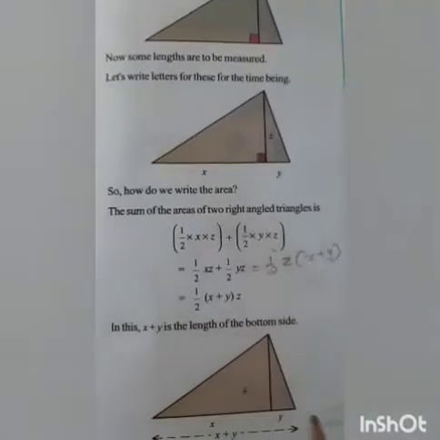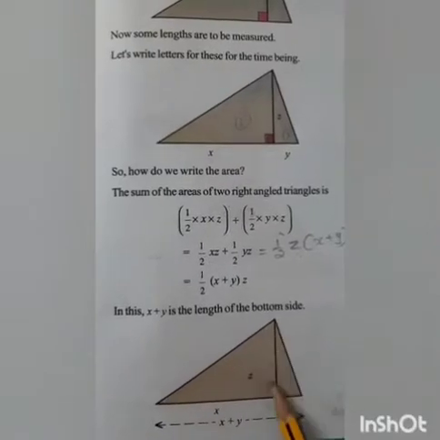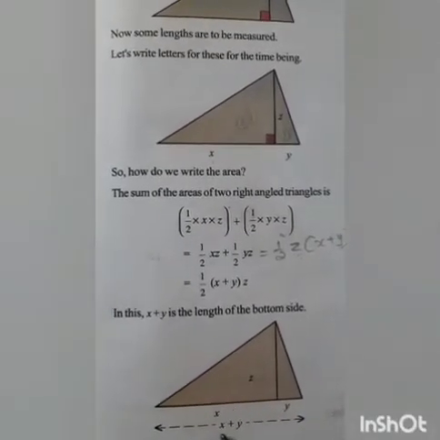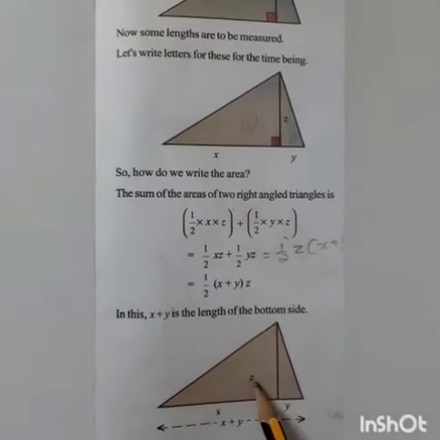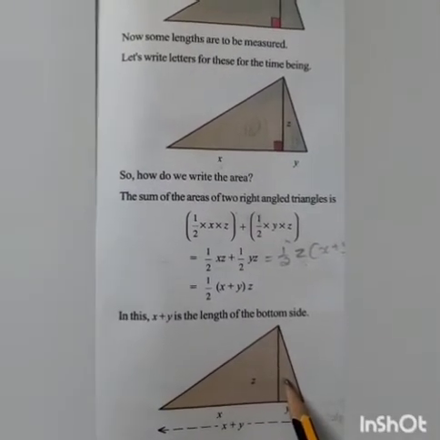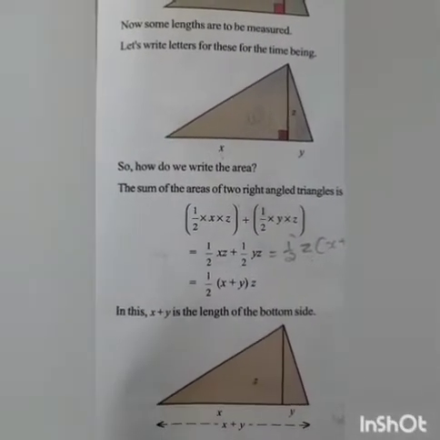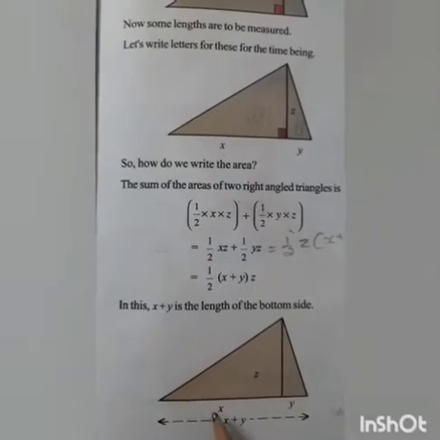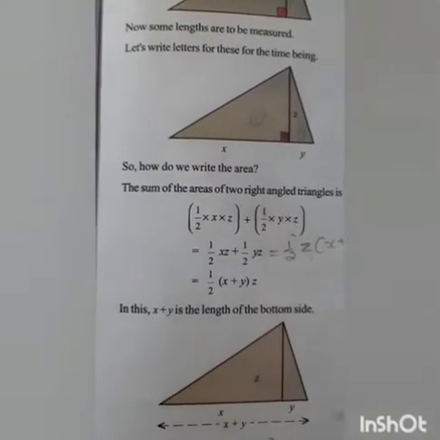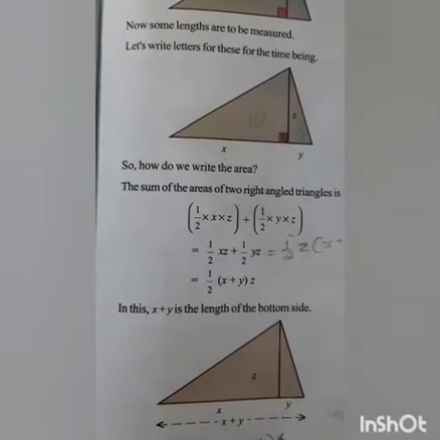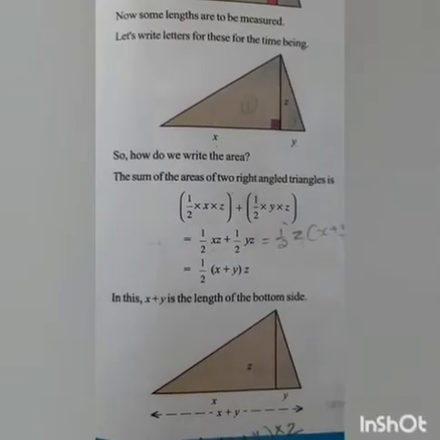That means the base lengths should be added together, then multiplied with the height. Base length X plus Y is written together, then multiplied by the perpendicular height. So you can write the area of any triangle as half into the total base length, which we write as X plus Y, together it is X plus Y, then multiplied by the height Z. So you get half into Z into X plus Y.